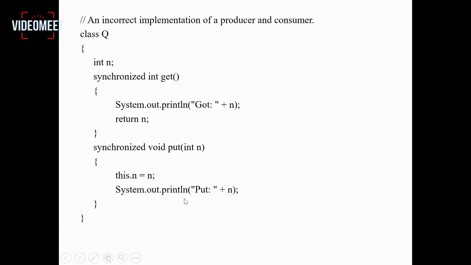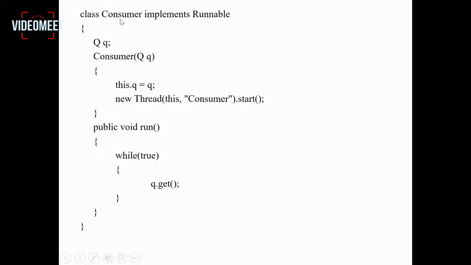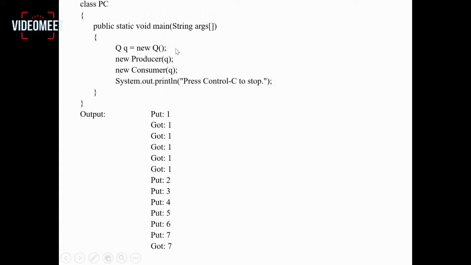And then we have another class called the producer class, which will be implementing the Runnable interface, because we need to create a producer thread and a consumer thread. Two different threads must be created. Similarly, we'll have a consumer class also, which also implements the Runnable interface, and then finally we'll have the PC class, which has the main method.